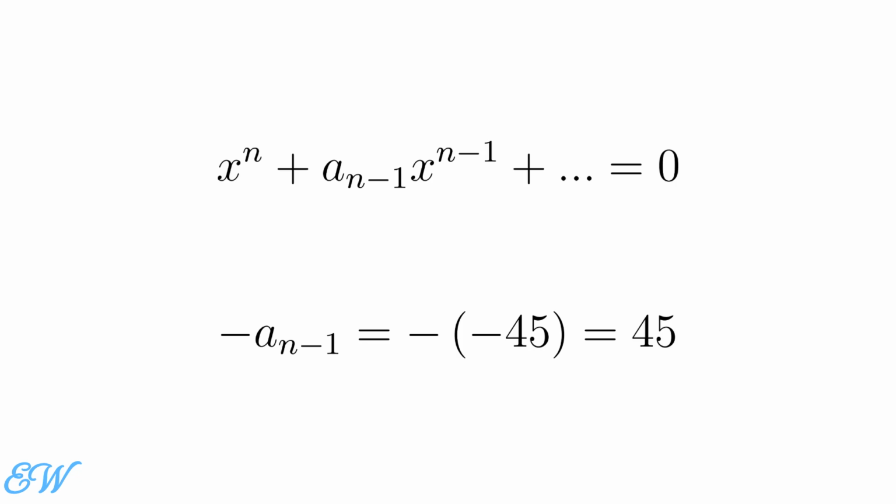Now for any polynomial in the form x to the power n plus a sub n minus 1 times x to the power n minus 1, so on, is equal to 0, negative a sub n minus 1 is equal to the sum of the roots of the polynomial. And we know from our previous equation that a sub n minus 1 was negative 45. Now let's multiply that by negative 1, and we get that our answer is 45. So the sum of our series that went from tan 1 degree all the way to tan 177 degrees is 45.